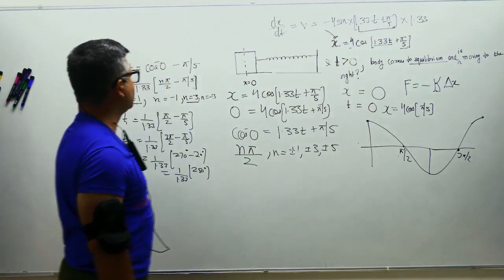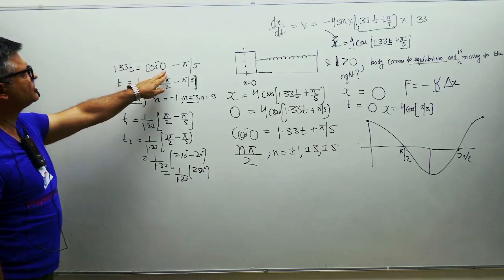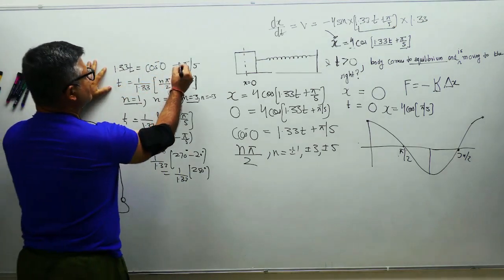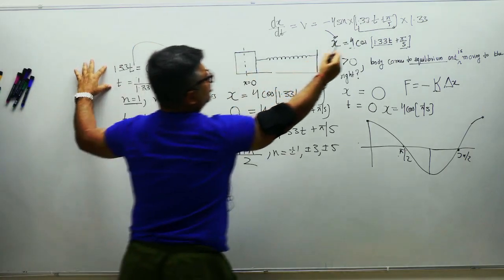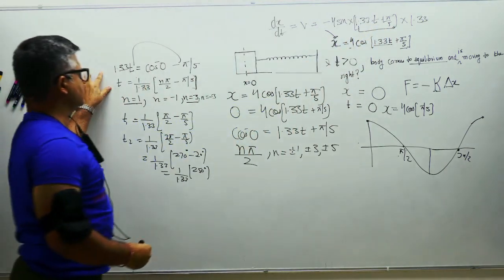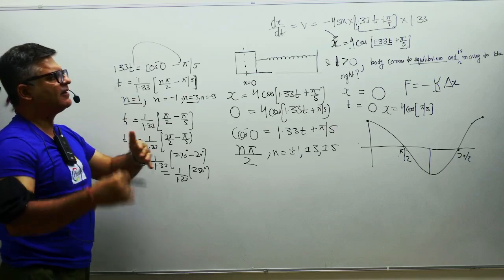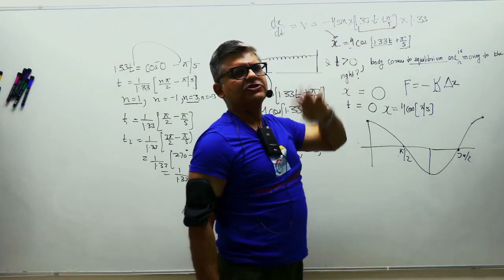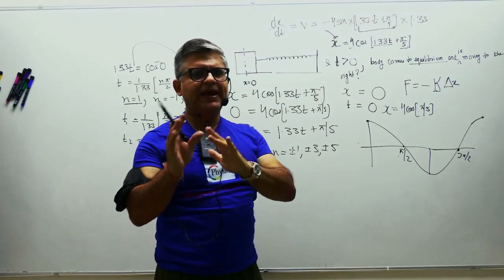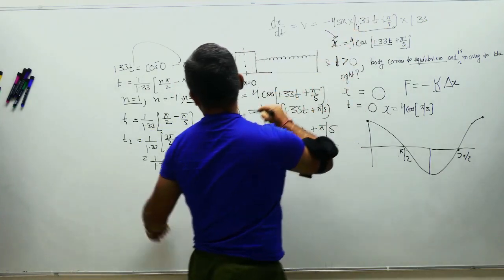How is this possible, right? So if you see this equation here, the sum of these two should be in the third quadrant. Talking in a reverse manner, the sum of 1.33t plus pi by 5 should be between pi and 3 pi by 2. So you can do it either way.